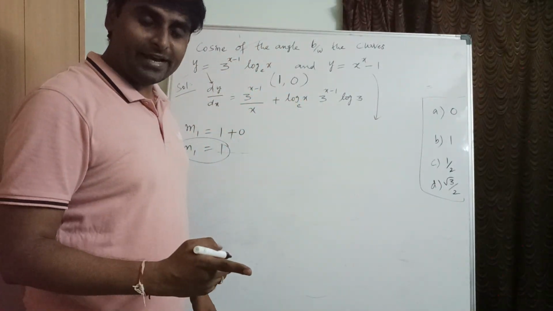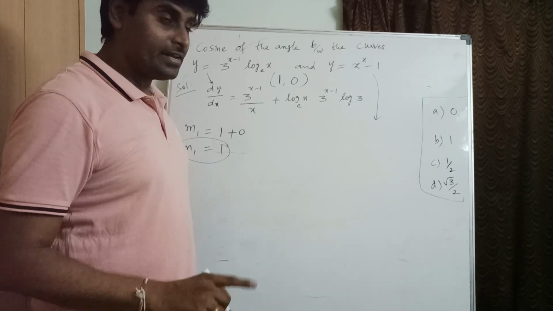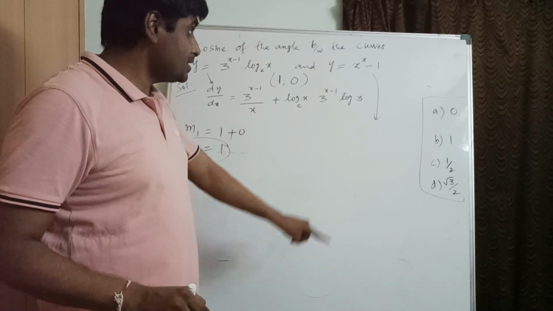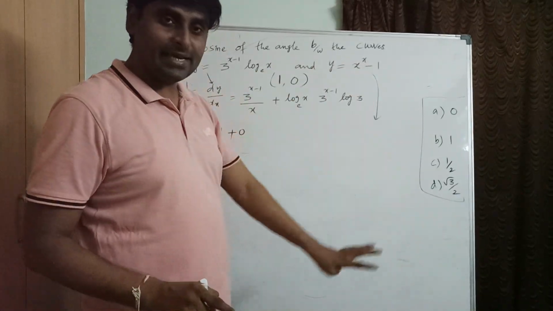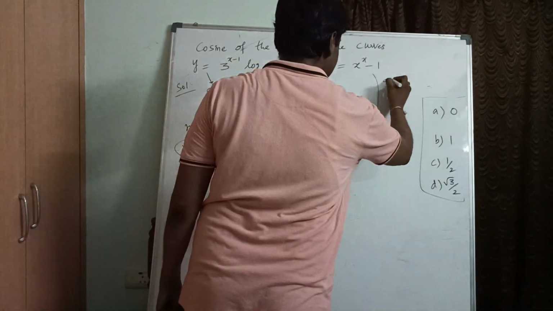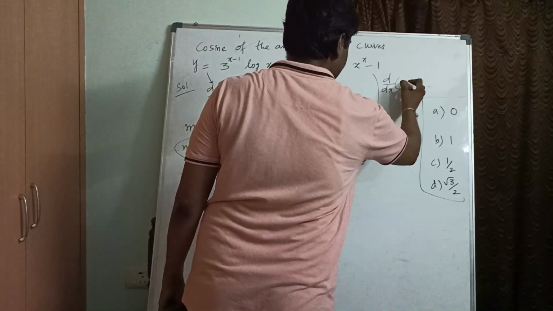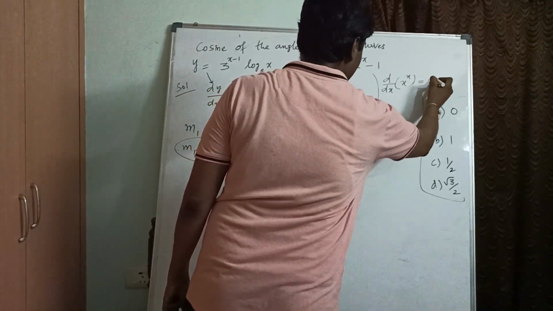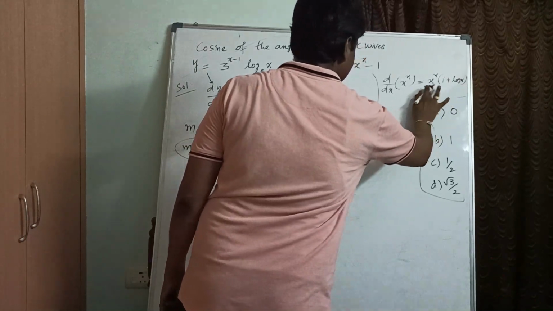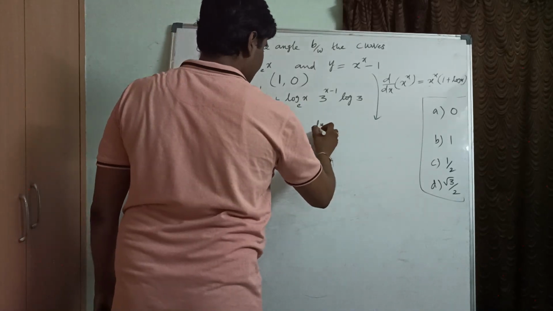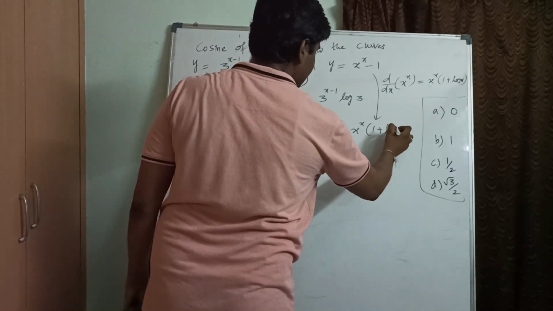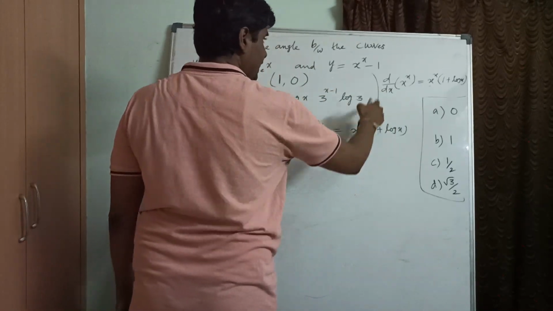What is the derivation of e power x? e power x. What is the derivation of a power x? a power x log a. What is the derivation of x power x? That can be done by taking log on both sides, but we can remember it. The derivation of x power x is x power x into 1 plus log x. Clear? So dy by dx equals x power x into 1 plus log x, which is the derivation of x power x, and derivation of 1 is 0.